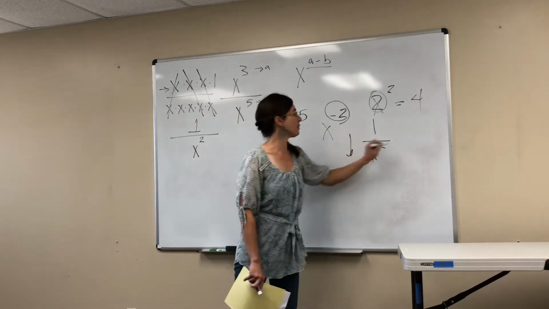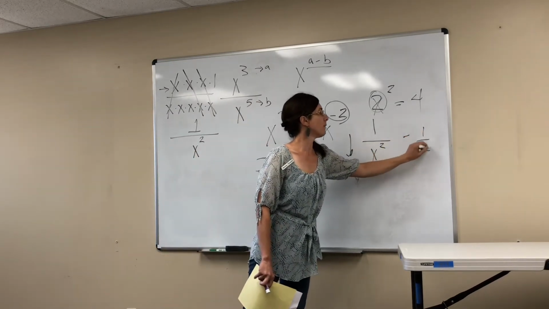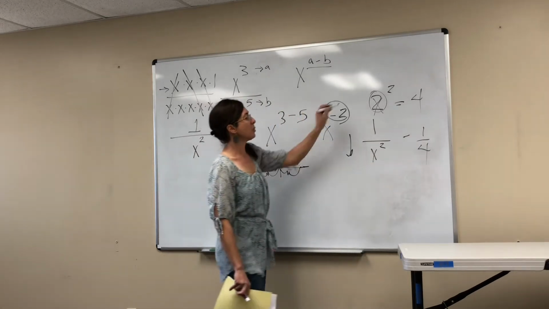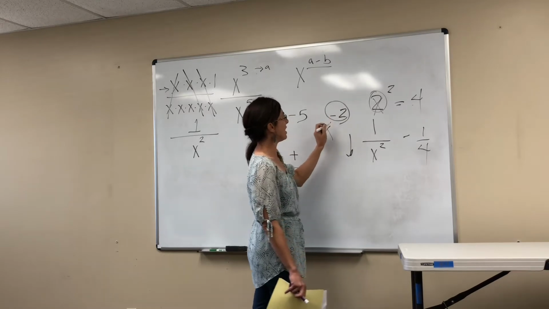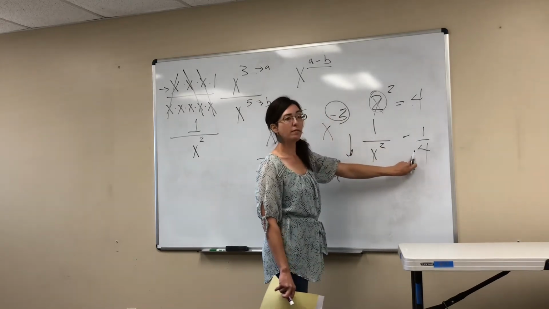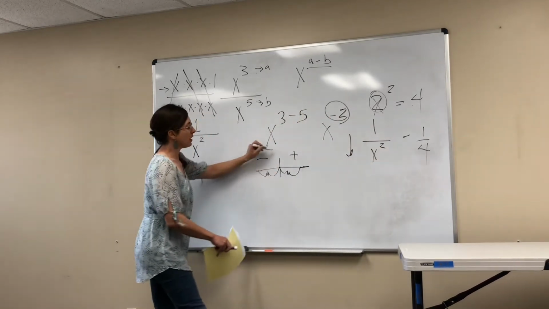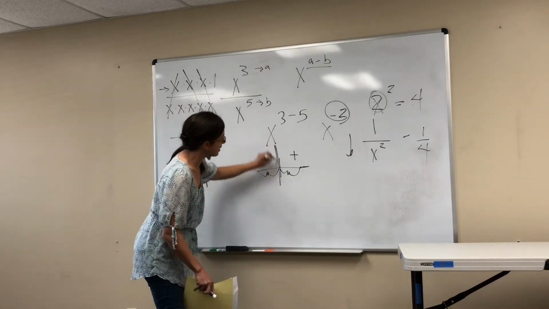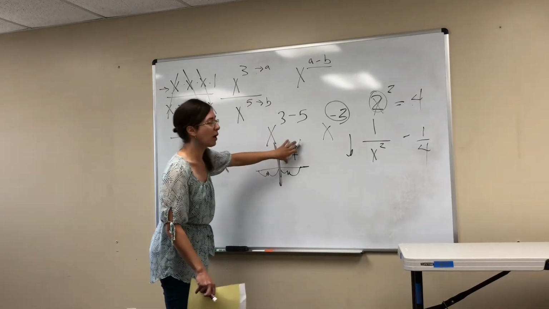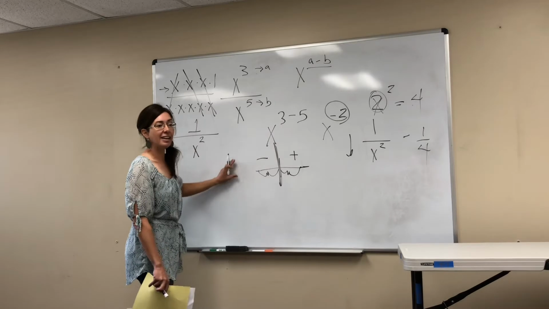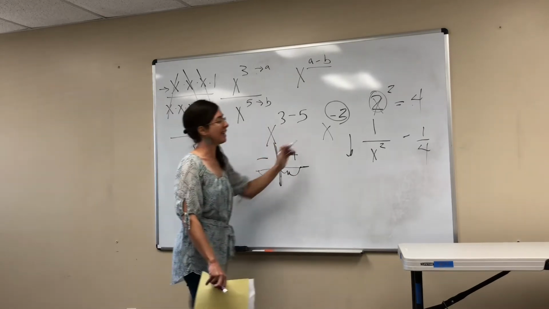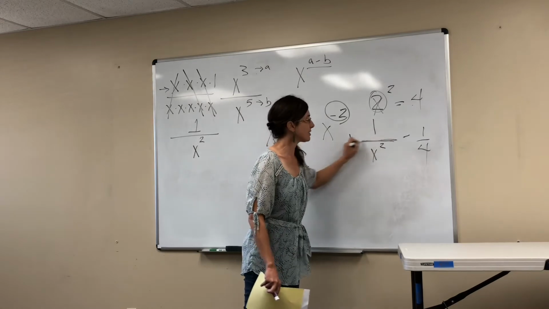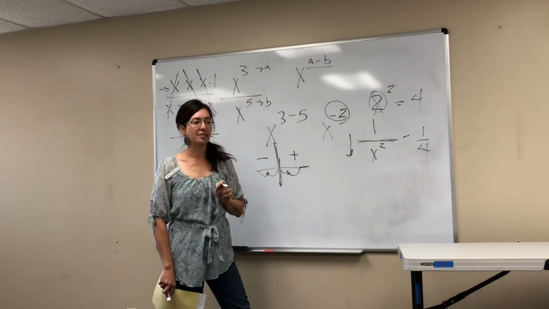So now, if it was 2, I would have 1/4. So x squared is 4, or 2 squared is 4, and 2 to the negative second is 1/4. Same thing, if you think about it with a number line, we've got positive on one side and negative on the other. Whatever we work across, it has to be on a different side. In this case, our different side is our fraction line.